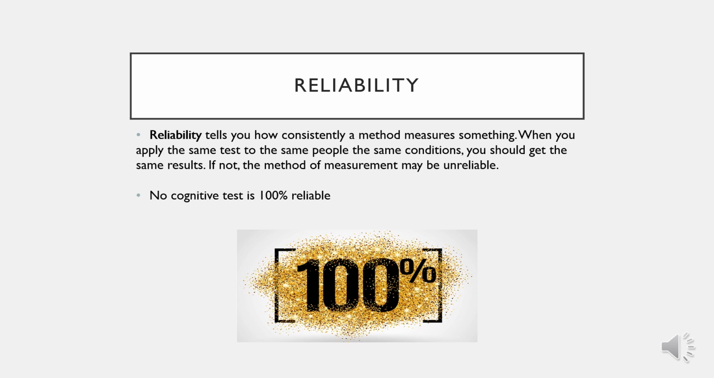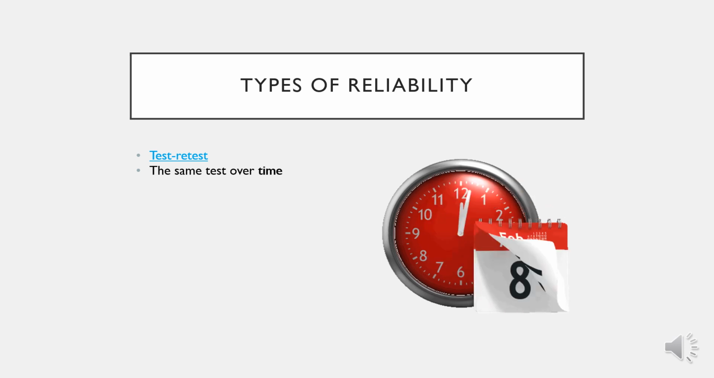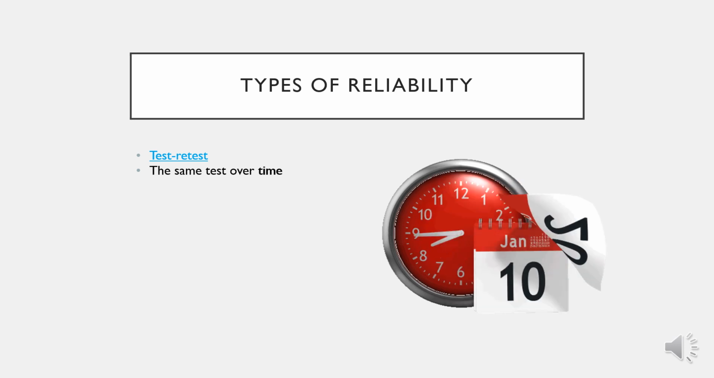No cognitive test is 100% reliable. There are too many factors that influence how somebody may perform from one day to the next, but we want to get our tests as reliable as possible. There are four main ways of looking at the reliability of a test.